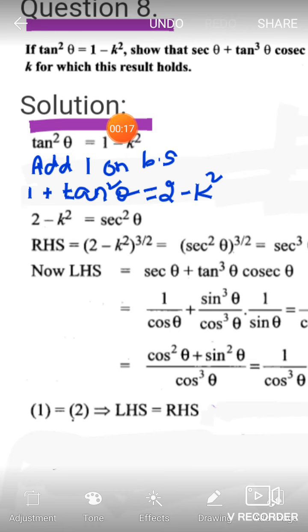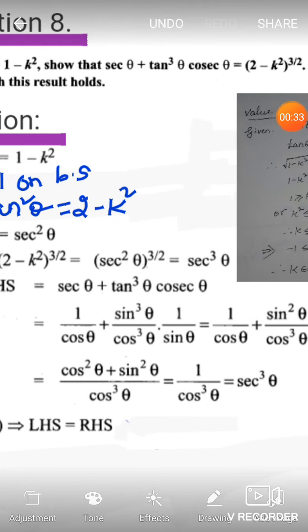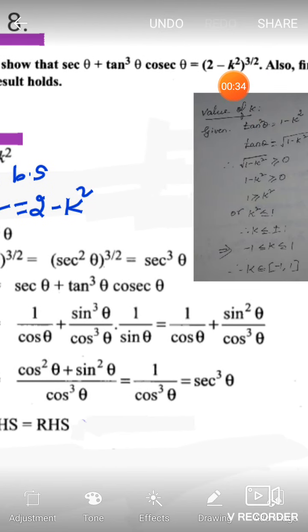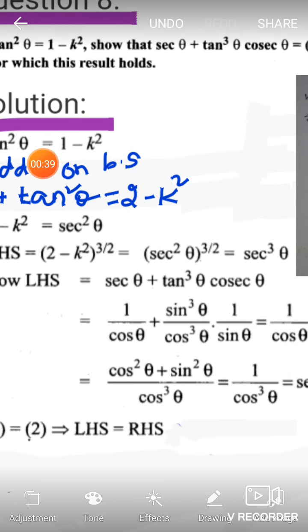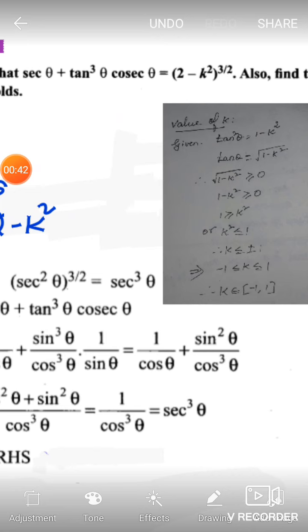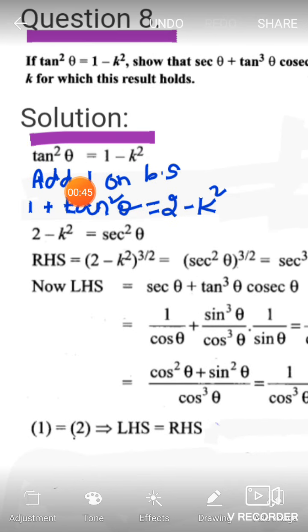Now see the solution. What is given? Tan square theta is equal to 1 minus k square. So write it down. Now I am going to add 1 on both sides, because here you have 2 minus k square the whole power 3 by 2. Little by little I am going to change this 1 minus k square into 2 minus k square the whole power 3 by 2. So now let's add 1 on both sides. So 1 plus tan square theta is equal to 1 plus 1 becomes 2 minus k square.